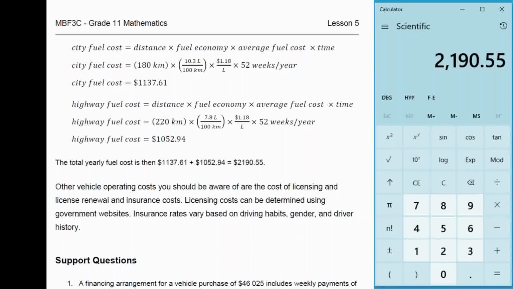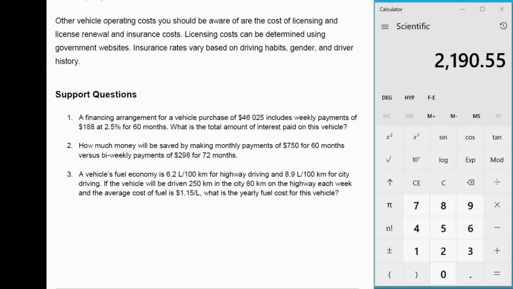Some other costs that you should be aware of are the cost of licensing and license renewal, and insurance costs. Insurance costs vary based on gender, a driver's history, and driving habits. Also where you live, so your postal code. Those are all things we consider for calculating insurance. You'll have a question on insurance costs in the assignment, but in that case, I'm just giving you an insurance amount, and then you'll just have to work with that. Just be aware that insurance rates vary based on a number of different factors.